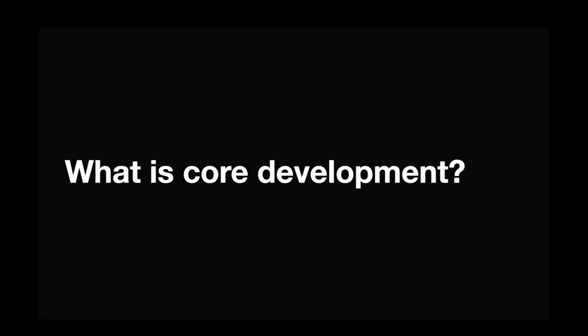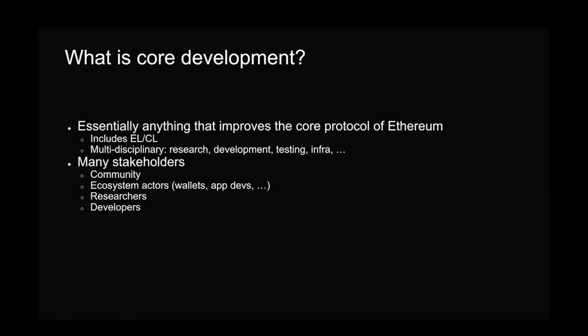So what is core development? It's, to me, always been a pretty nebulous term. Essentially, it's anything that improves the core protocol of Ethereum, so that's the execution layer, the consensus layer. And it's very multidisciplinary, right? You have researchers, you have community building ideas, you have the developers, you have an amazing testing team at the EF DevOps, you have user-contributed testing and infrastructure. So there's a lot of stakeholders in this process.